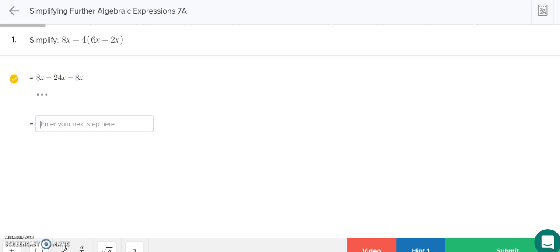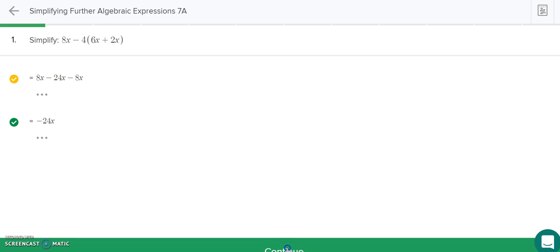So our next point of call would be collecting all of our like terms. So first up, you should be able to see here that 8x, take away another 8x, because remember we take the operation symbol before the term. So 8x minus 8x is 0, so I'm left with negative 24x. Going on to the next question.